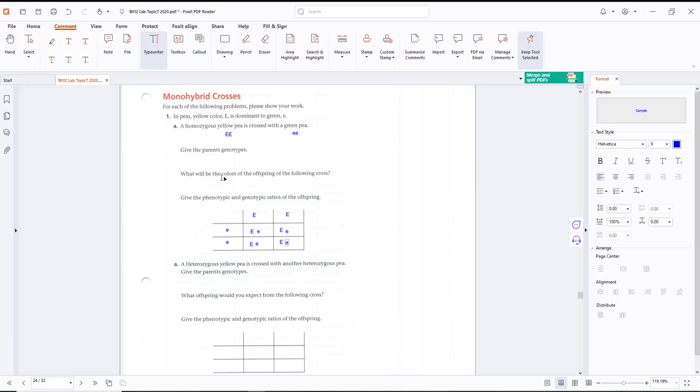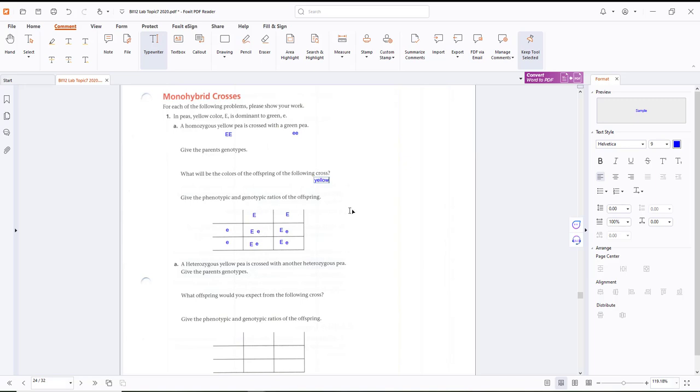So what will the colors of the offspring of the cross be? So look at the offspring here. What color are they? Are they yellow or are they green? Well, they all have the big E, so they're all yellow. Give the genotypic and phenotypic ratios. So all of them are going to be big E, little e.